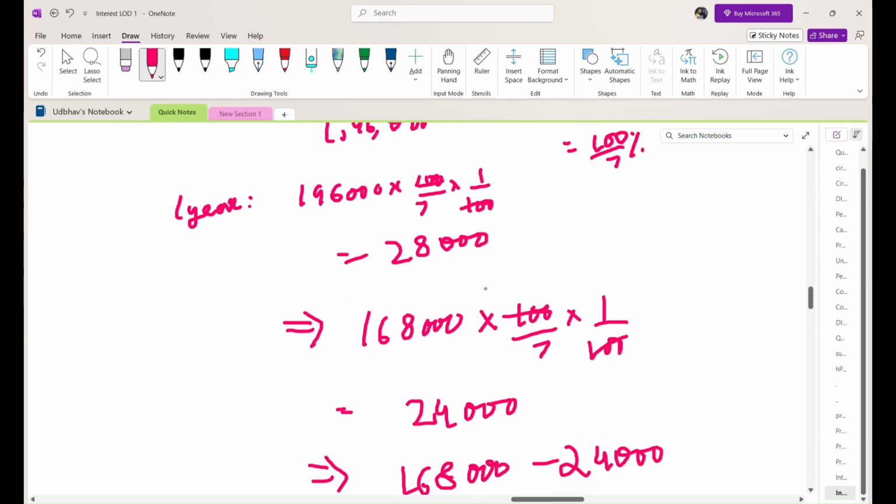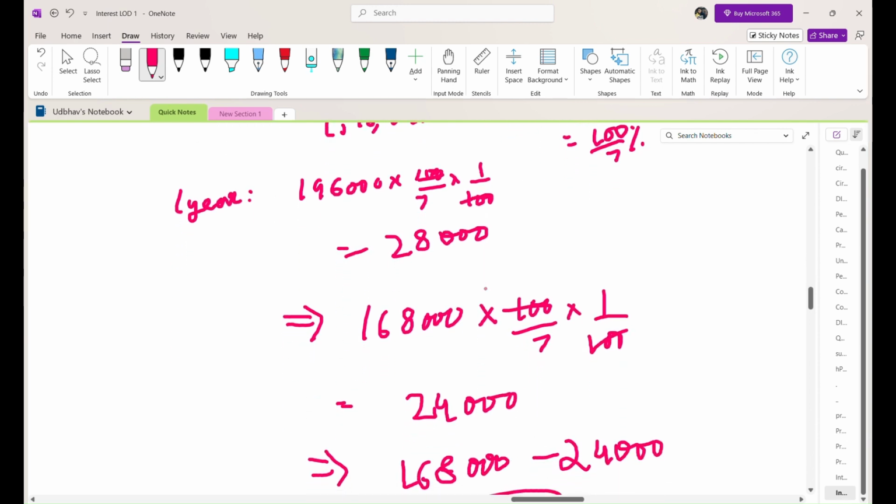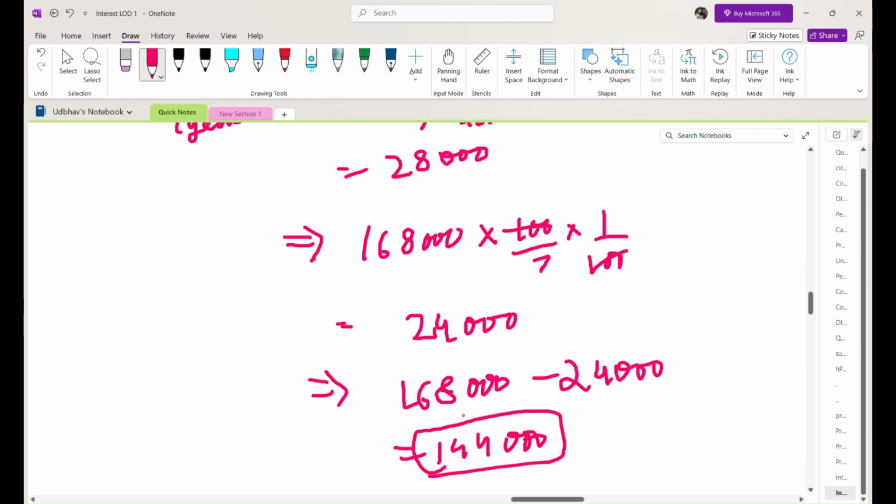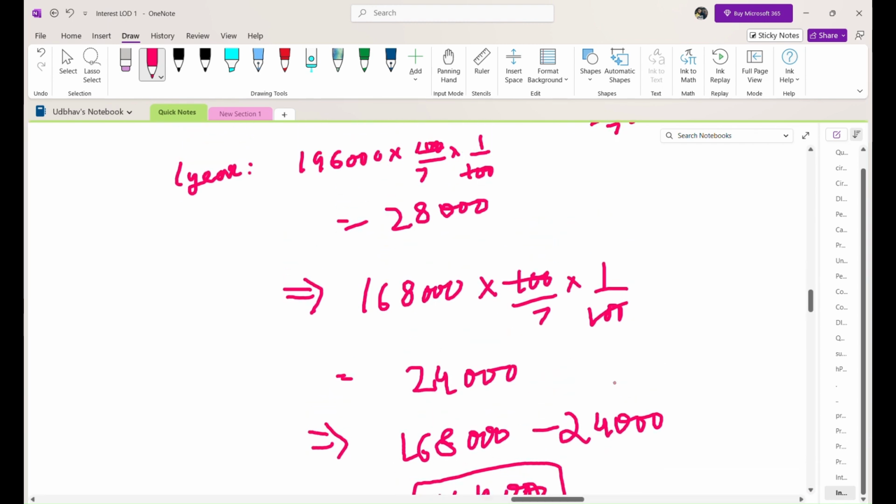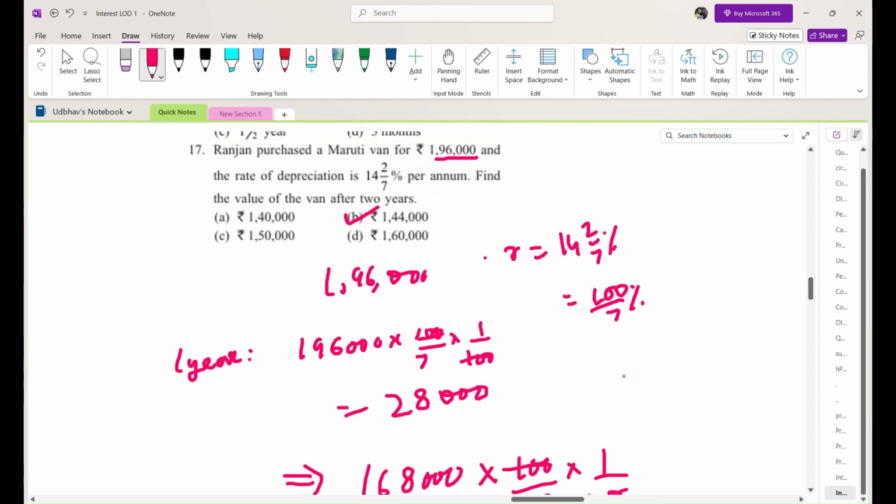So it's just like when we were solving compound interest, we were adding the interest after every year. But here, whatever interest we are getting, that is the depreciated value, so we are reducing it. First it was 1,96,000, then after the first year it got reduced by 28,000, so now it is 1,68,000, and another year goes by, it is now reduced by 24,000, so that will be 1,68,000 minus 24,000, which gives us 1,44,000.